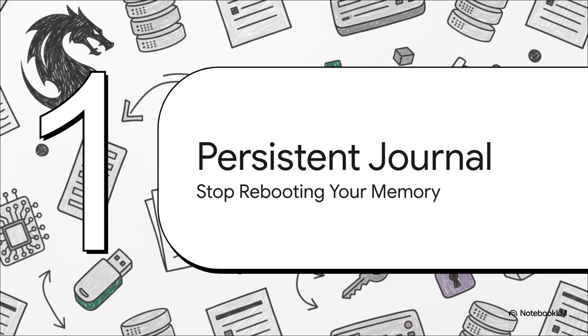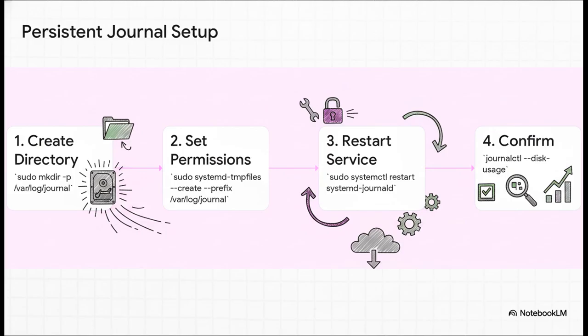Okay, let's get our hands dirty with step 1. Seriously, if you only take one thing away from this entire explainer, make it this. We are going to make our system's journal persistent. This is the single most powerful change you can make to stop losing your work every time you reboot. And you know what? It's incredibly easy to do.